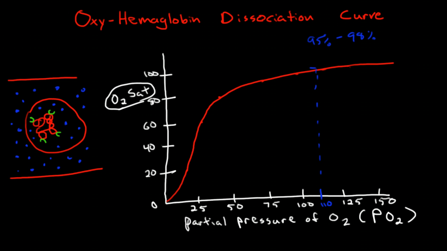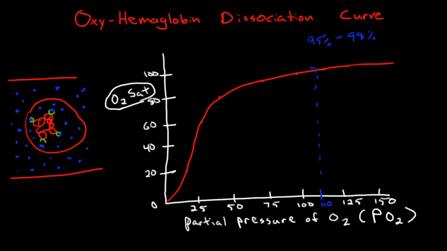So that means if we have here in our diagram a partial pressure of oxygen of about 110 millimeters of mercury, then about 95 to 98% of these receptors are going to be filled, but there's going to be occasionally an empty one. In fact, about 2 to 5 out of 100 of the receptors on hemoglobin are going to be empty. Now remember, this red blood cell is going to be filled with literally thousands of hemoglobin proteins, and I'm just showing you one.